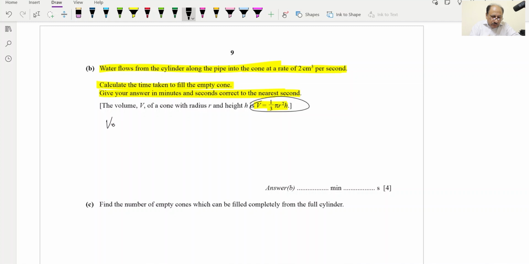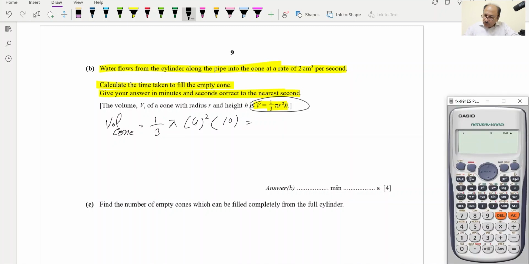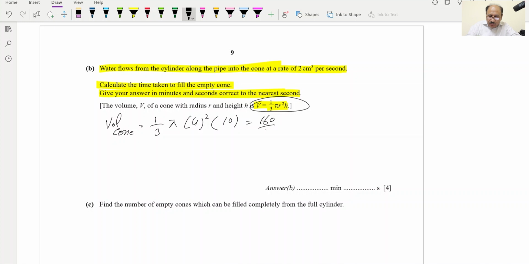So we can use volume of cone equal to this formula. Volume of cone will be equal to 1 by 3 pi r squared h, which is 1 over 3 into pi, 4 squared will be 16, into 10, and this is equal to 160 over 3 pi centimeter cube. Now at the rate of this one per second, keep in mind the answer will be in seconds.